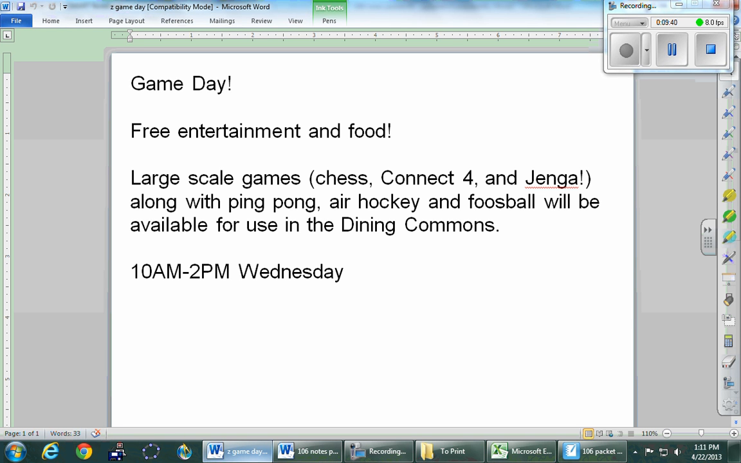Okay. Next thing is Wednesday, right before our class, which is why I'm sharing now. Wednesday is game day between 10 and 2 in the dining commons. You can go to the cafeteria, free entertainment and food. Large-scale games like chess, Connect 4, and Jenga. There's ping pong, there's air hockey. I am very good at foosball, so if you find me there, I will play and I will kick your butt.